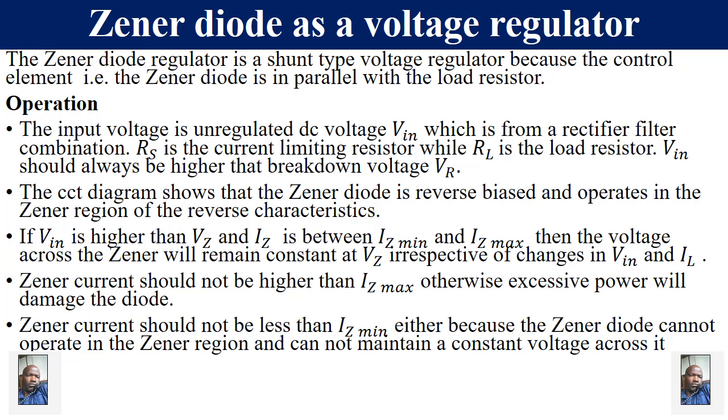The Zener current must not exceed IZ max, otherwise our diode will be damaged. And Zener current must not be less than Zener minimum current or Zener knee current, because the Zener diode cannot operate in the Zener region and will not be able to maintain the output voltage constant. These are important points which must be understood, because they will help us to do some calculations from a knowledgeable point of view.